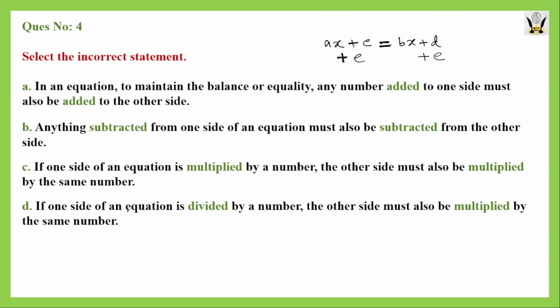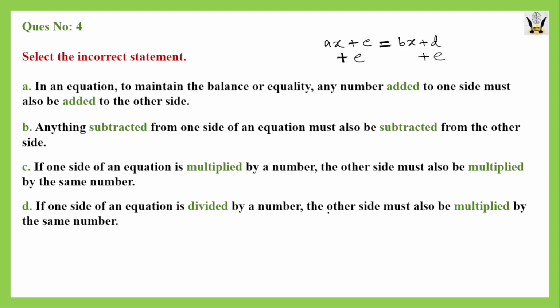But before concluding, let's check once what this statement says. The statement says if one side of an equation is divided by a number, then the other side must also be multiplied by the same number. No. If one side of an equation is divided by a number, then the other side must also be divided by the same number, like addition, subtraction and multiplication.